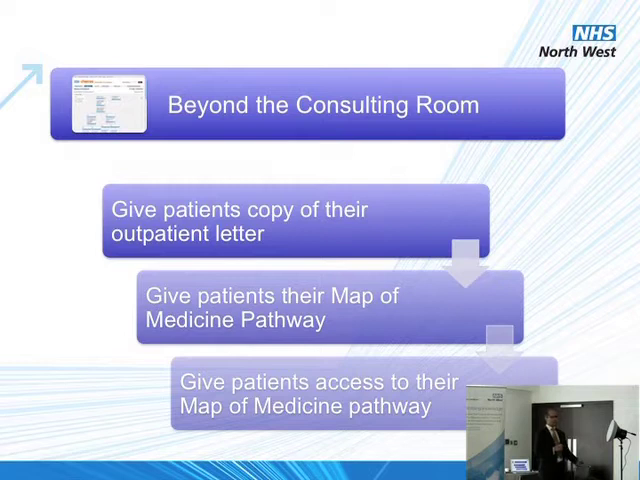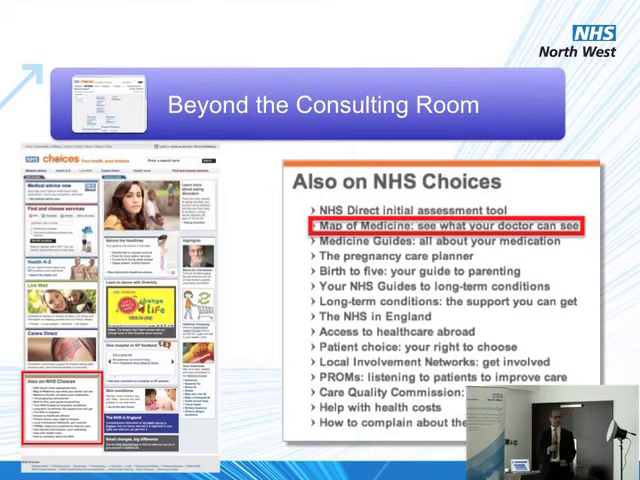Actually, let's save a few trees, let's not keep printing paper. Why not give them access to the map of medicine so that they can access it themselves if they've got the IT? And before people in the room say, well, how many of our patients do? A national survey shows that over 70% of households have access to the internet, and because of libraries and workplaces, I think the proportion that can access it, and families too, is much greater than you might imagine. So there's an opportunity there for patients to be able to see it.